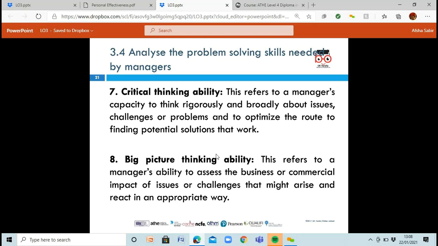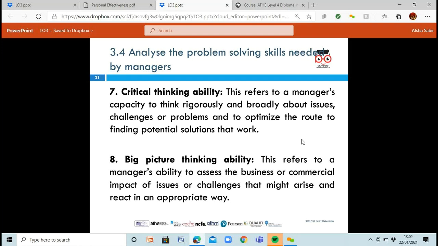And then critical thinking ability. This refers to a manager's capacity to think vigorously and broadly about issues. They're thinking about what's happening, whether this will work out or not, and they're looking at it on a broader scale. They're not just looking at how it is beneficial to us right now. They're seeing what the effects of these issues, challenges or problems might be, whether it's going to be optimal for us to go down that route, or if they can find any solutions that might help us go down that route.